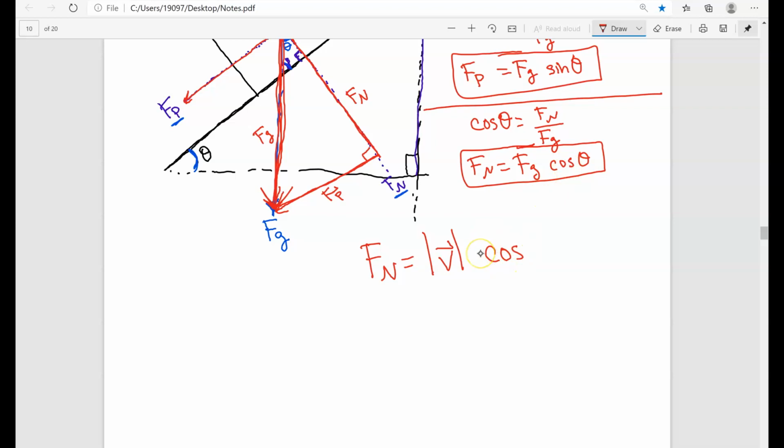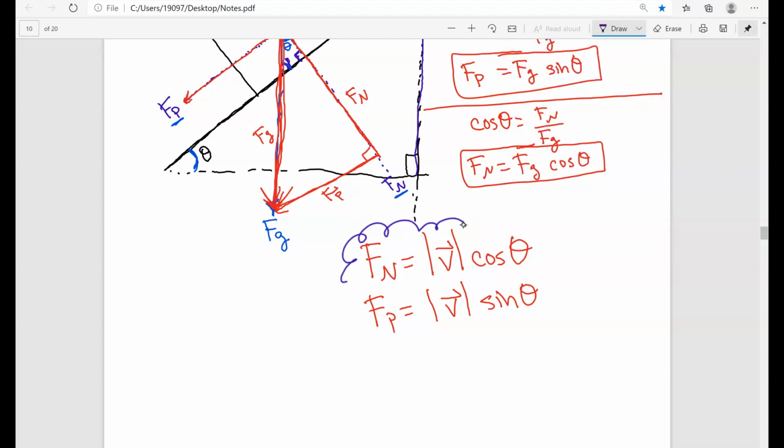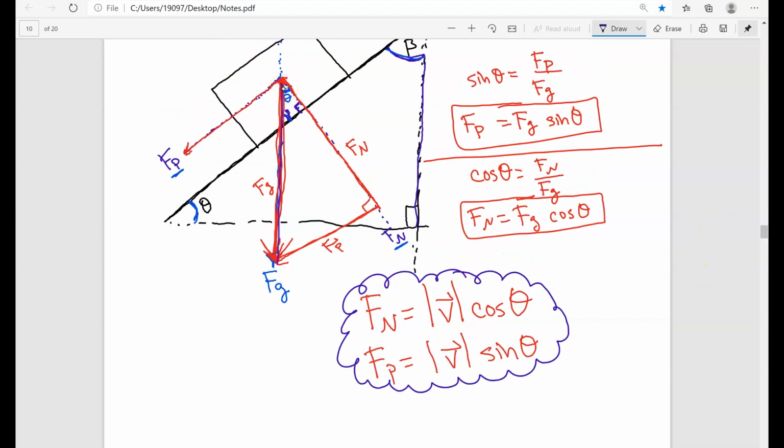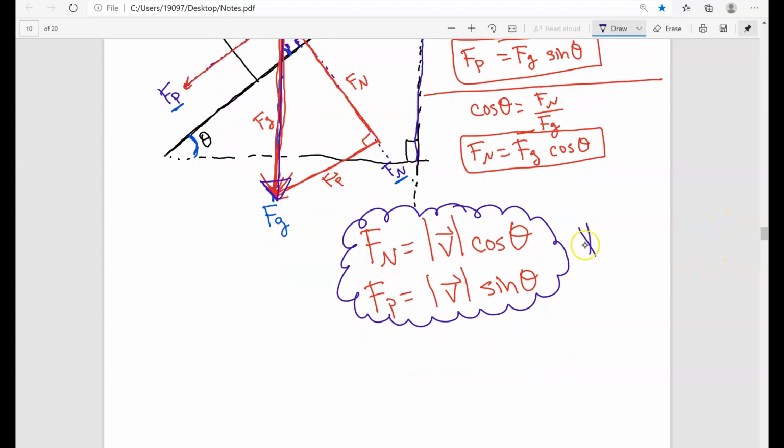There shouldn't be an equal sign there. So times the cosine of theta. And then the parallel force is going to be the vector component, so the magnitude times sine of theta. So now we have formulas for both the normal force and the parallel force, or the components. If I were to add these two together, I would get the force due to gravity. If you got that, that's great. If you didn't get this, this is what you need to know.